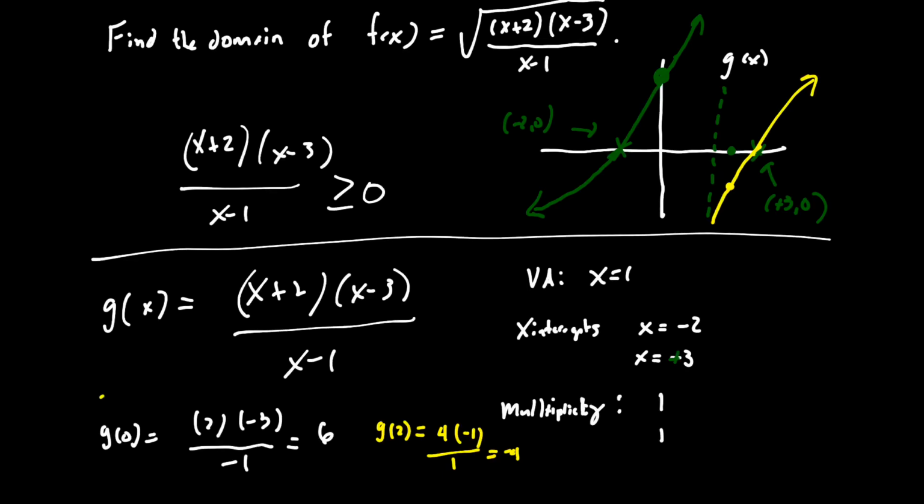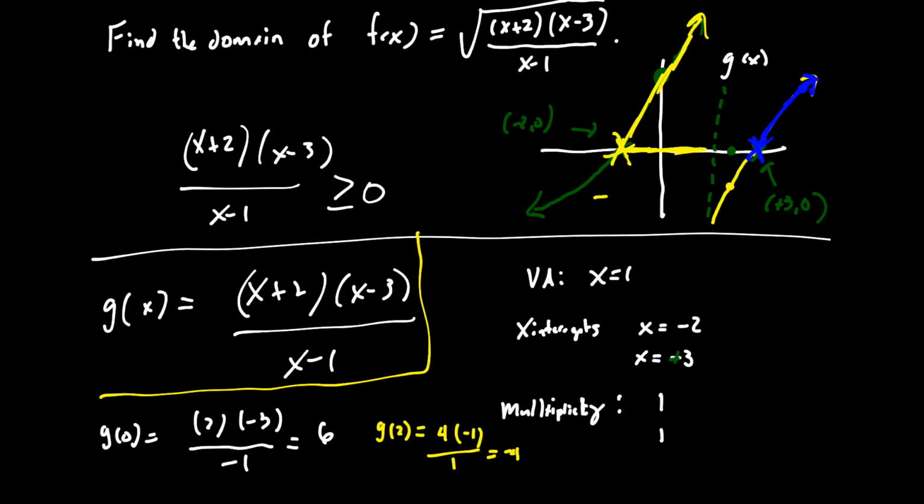So our function g of x is only positive when we have x values that are larger than negative 2 and less than 1. And it's also positive when we have x values that are larger than positive 3. So this interval here is given by negative 2, comma 1, where we don't include the 1, and this interval over here is given by 3 to infinity.